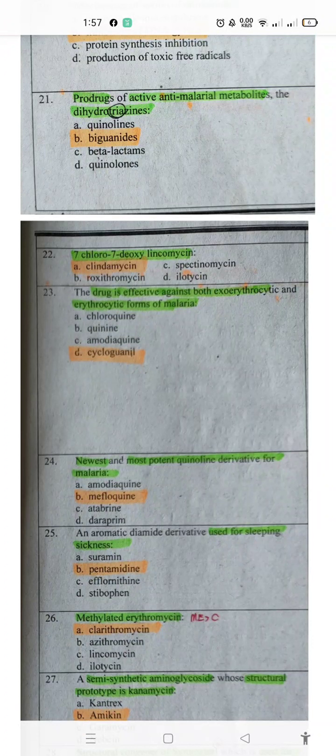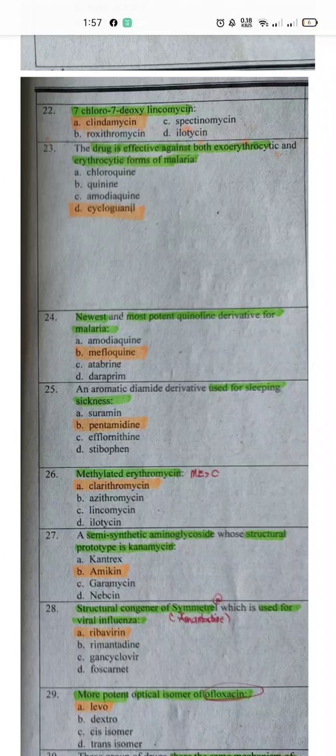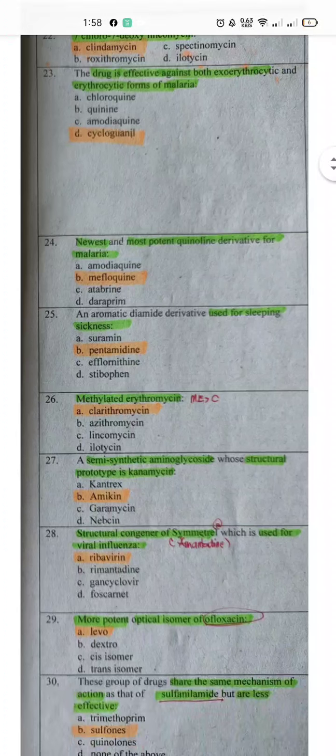Okay, number 26, methylated erythromycin is known as your clarithromycin. Clarithromycin is a methylated form of erythromycin. It has the same antibacterial activity as erythromycin. However, it is also effective against Haemophilus influenzae. Okay, methylated erythromycin is your clarithromycin.